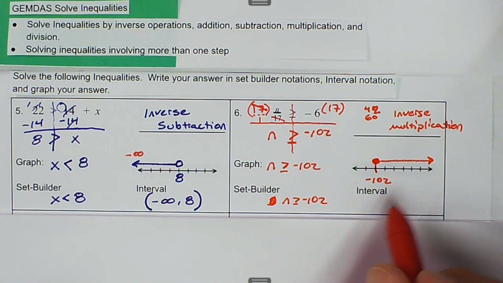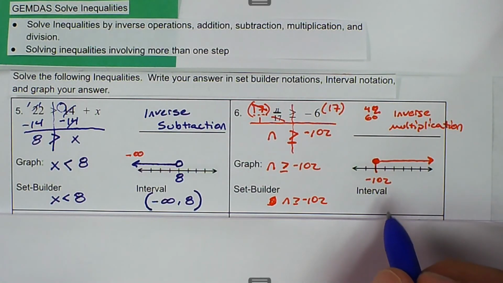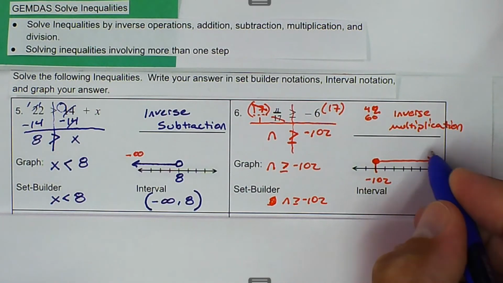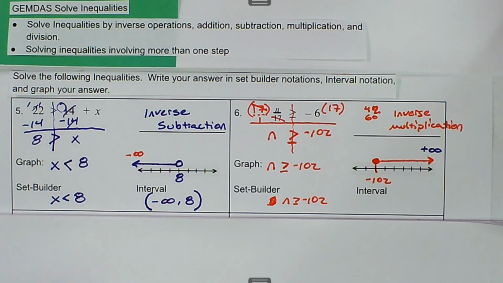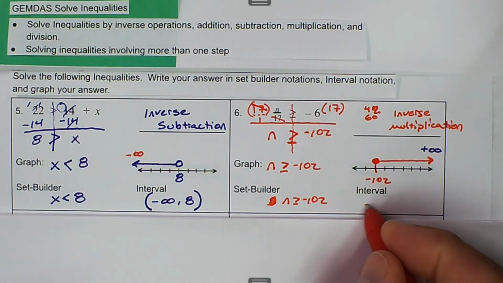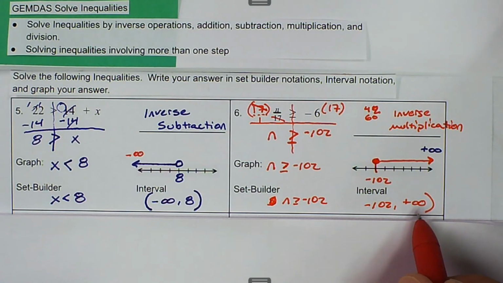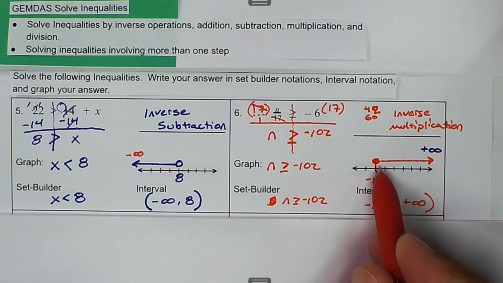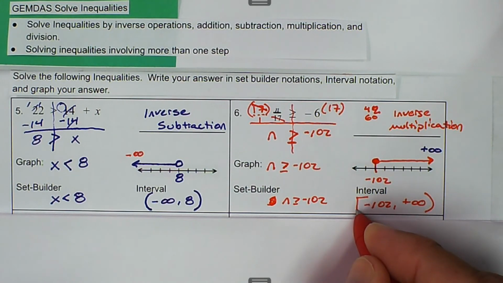In the interval, we know that we want to have the top side and the bottom side. The bottom side is negative 102. The top side is represented by this arrow, so that's going to be positive infinity. So my interval goes from negative 102 to positive infinity. Positive infinity is not included because it never is. But then we look at the dot over negative 102, and that's the equal to sign, so that one will be included with a bracket.